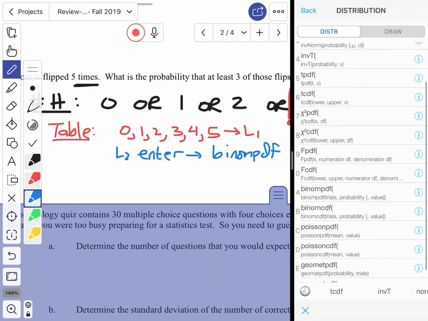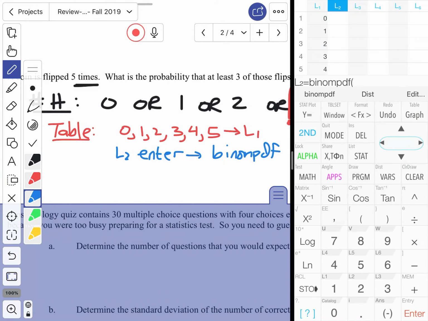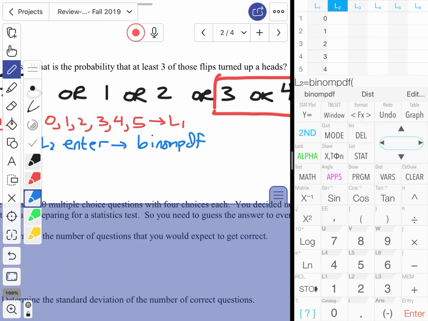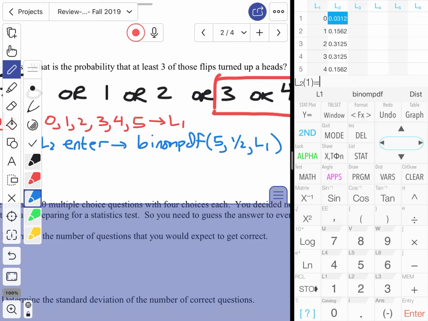So second vars, I'm going to find Binompdf. Yours is going to be option A also if it's a TI-84. If it's a TI-83, it's option 0. The N, which is the number of trials, is 5. Probability of success: you flip a coin, you have a 1 in 2 chance of getting the side that you want. I'll put it in as 0.5 for convenience. And my number of successes would happen in L1. All right, so these are all my possible outcomes and their associated probabilities. We're in pretty good shape here.